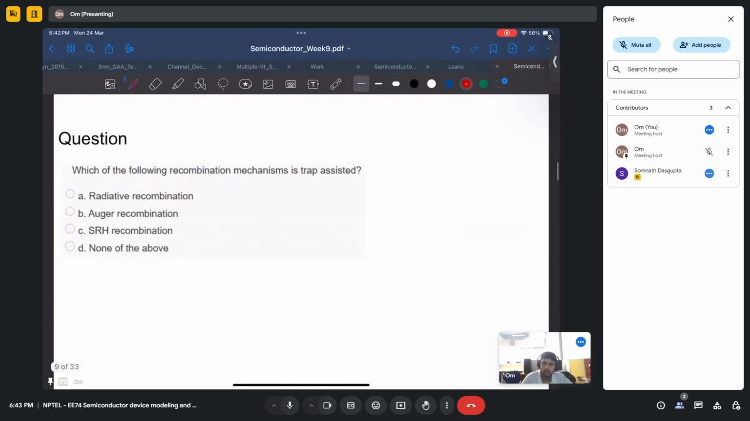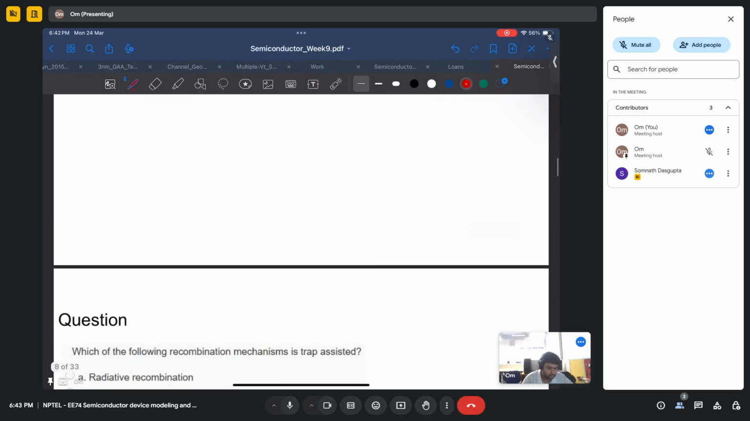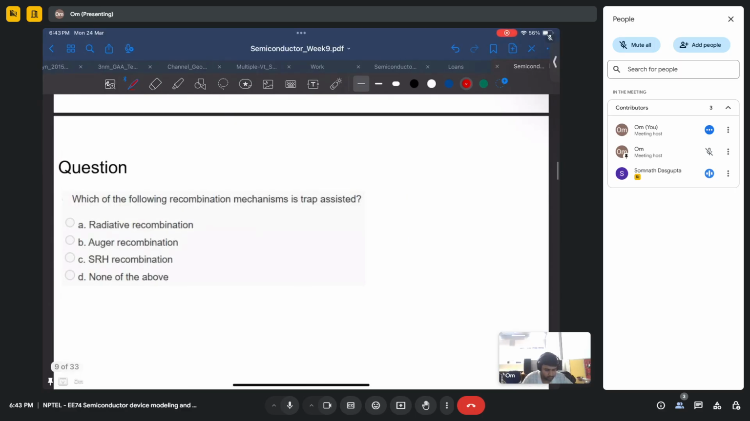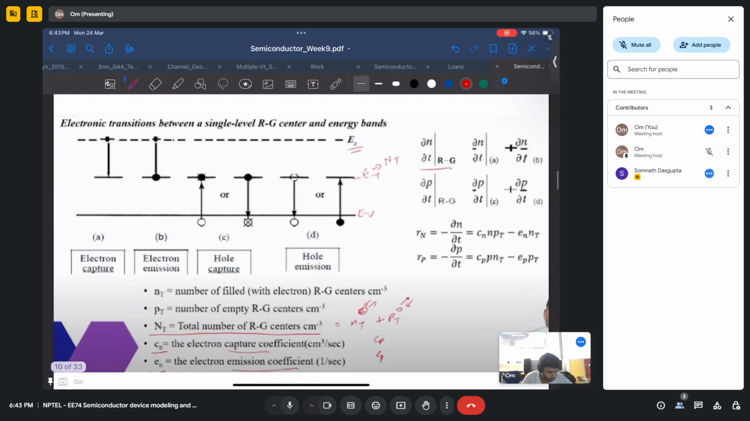Okay, next question. Which of the following recombine? So SRH recombination is trap assisted, and I think I have a slide for SRH also.